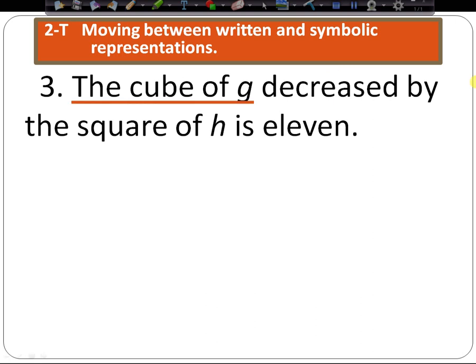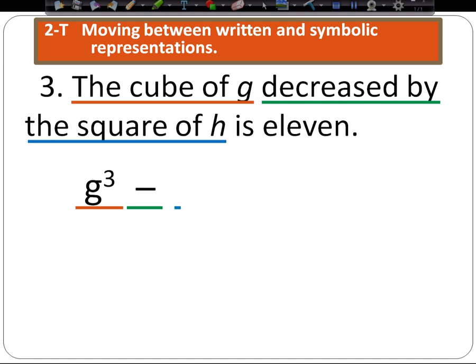We're going to write this. The cube of g, cube signifies an exponent of 3, so we're going to say g to the third power, decreased by, that shows that we're subtracting, the square of h, square signifies an exponent of 2, so h squared. The square of h, is, that is just our equal sign, 11, the number 11. So it's g to the third minus h squared equals 11. Make sure that you have both of these written down before you move on to the next slide, please.